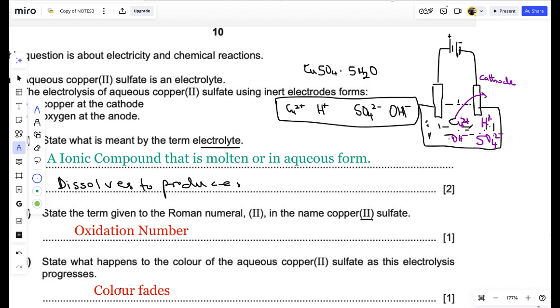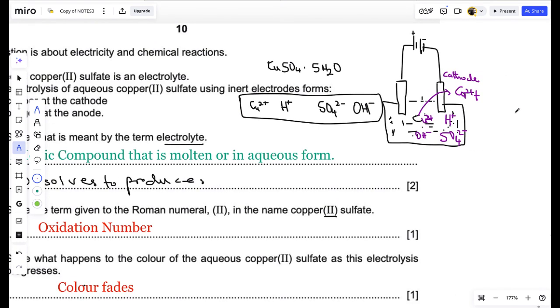Okay, so copper will come here and it will form this equation. The copper(II) ion will gain electrons. Why do we use the words gain electrons? Because electrons will flow to this electrode. So it will gain the electrons coming from the battery. Copper(II) ion gains 2 electrons.